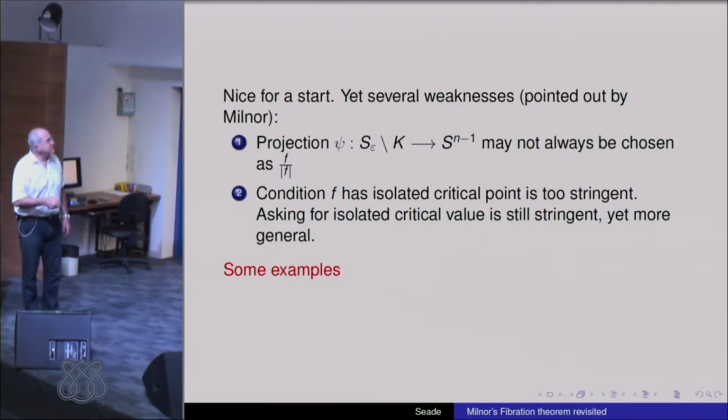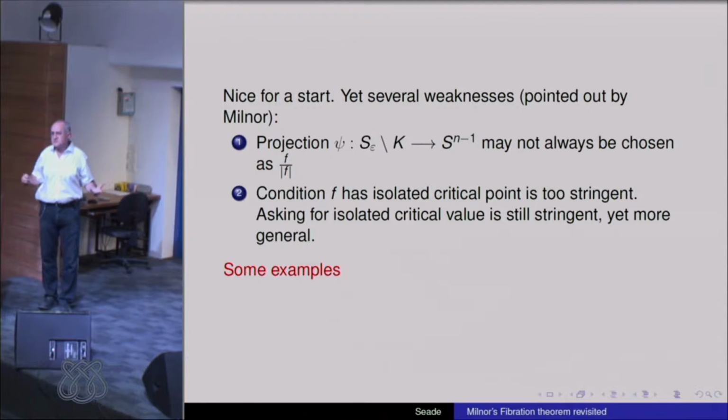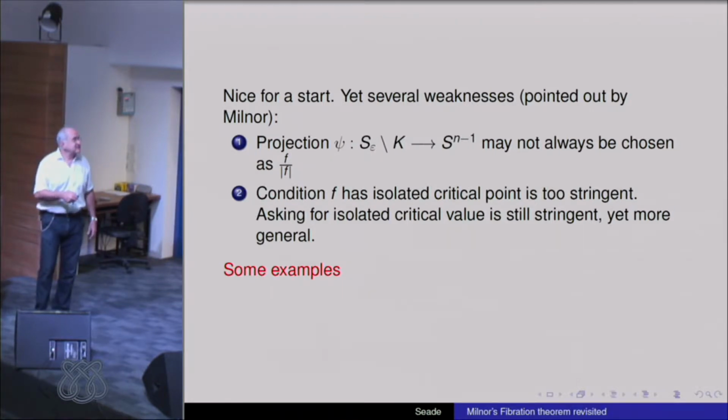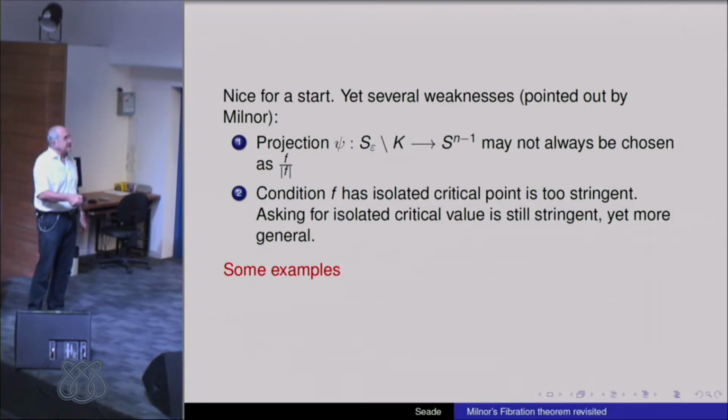And also, the condition of having an isolated critical point is a very, very, very strong restriction. So you would like to do something more general. For example, asking for an isolated critical value is already much more general, since an isolated critical point implies an isolated critical value. But this is much more general. For example, the function (x, y, z) goes to x times y times z has an isolated critical value, but all the axes are critical points. So there are many. And still, even an isolated critical value is a strong restriction.